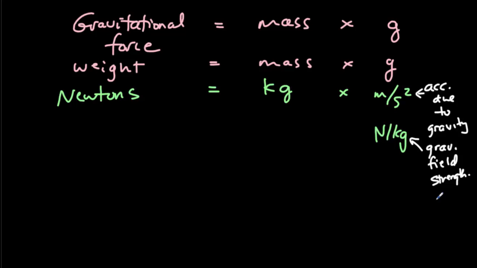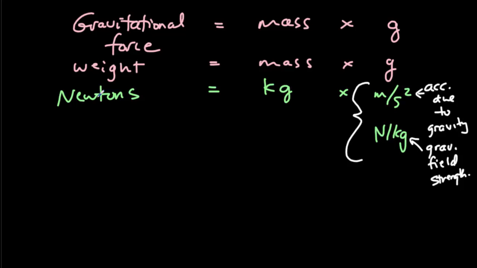Now, these two units are equivalent to one another. When we talk about it as gravitational field strength, we're talking about how many newtons of gravitational force act on each kilogram of mass. So we have two representations. And where students often go wrong is they confuse weight and mass. And the key difference between weight and mass: weight depends on where you are.